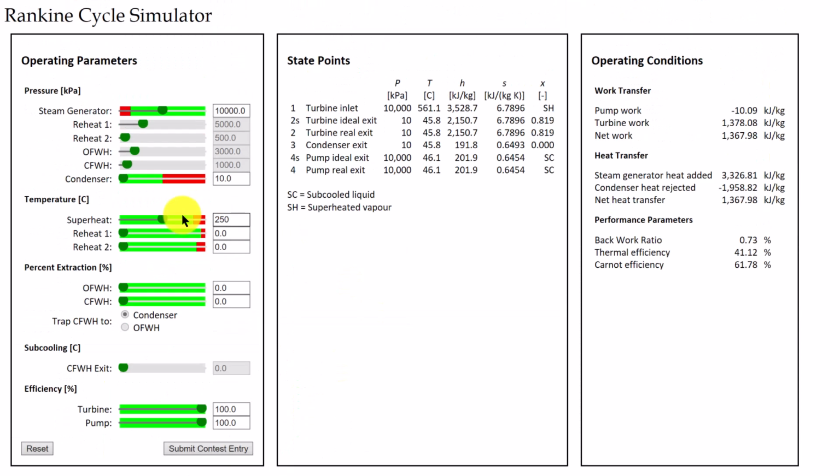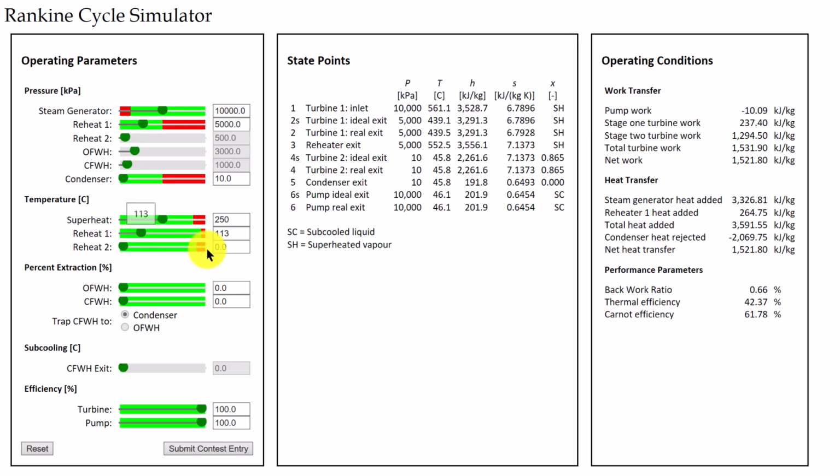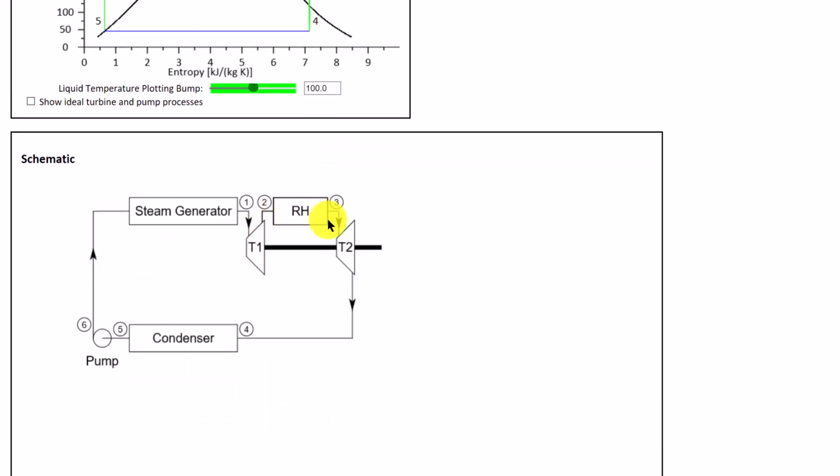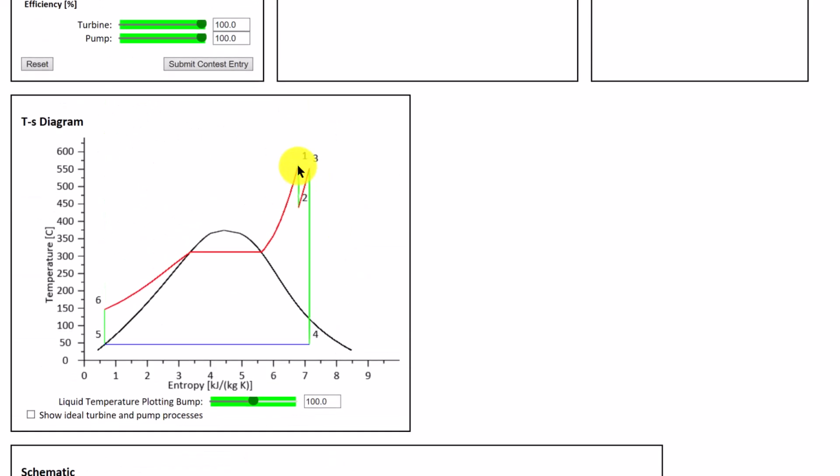So we go into this simulator here and we see there's two reheaters that we can turn on. They're currently off because they both have 0 degrees of reheat, but we'll take our first reheater and add 113 degrees of reheat. So if we look on the TS diagram, we'll see we now have 2 turbine stages, and you can see them down here in the schematic diagram.